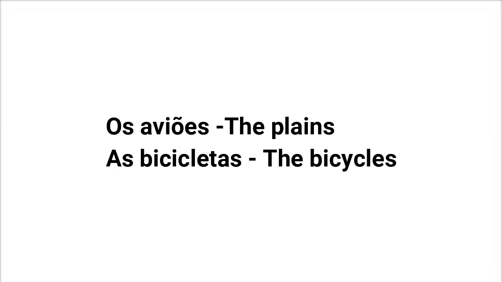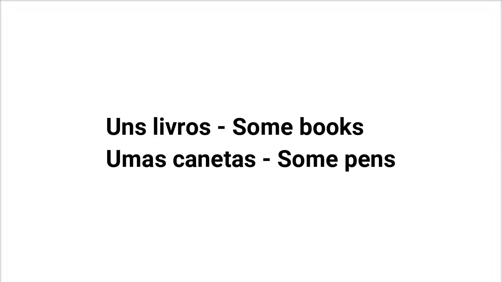The singular definite articles are o and a, and the plural are os and as. For example, os aviões, the planes, as bicicletas, the bicycles. The singular indefinite articles are um and uma, and the plural are uns and umas. For example, uns livros, some books, umas canetas, some pens.